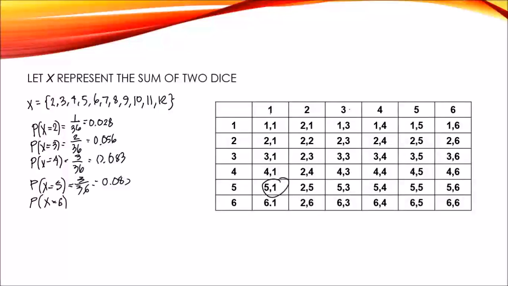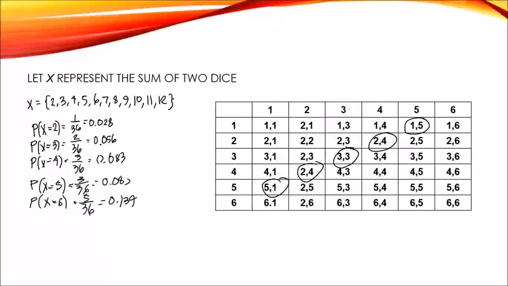Then when x is equal to 6, the combinations are 5, 1, 2, 4, 3, 3, 4, 2, and 1, 5. So we have 5 out of 36. That is equal to 5 divided by 36, which is 0.139.